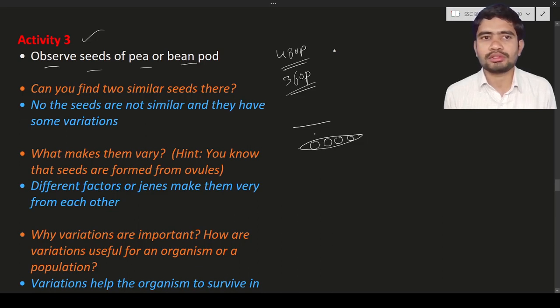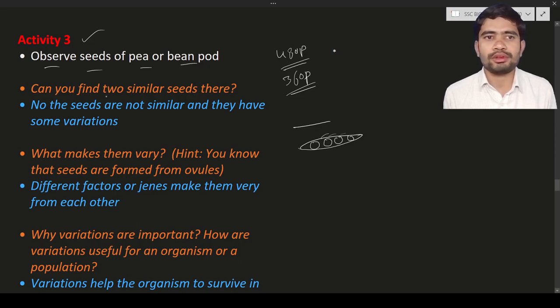So we have to observe the seeds and also the pod of it, how the shape of the pod and the shape of the seeds are, and so on. So we will get some ideas about it. Okay, we are going to see more about it in the coming lecture.